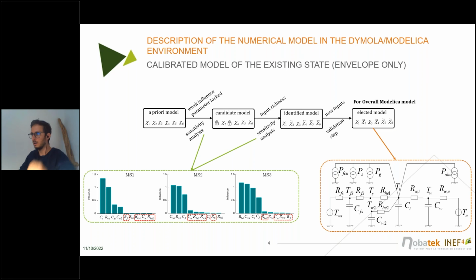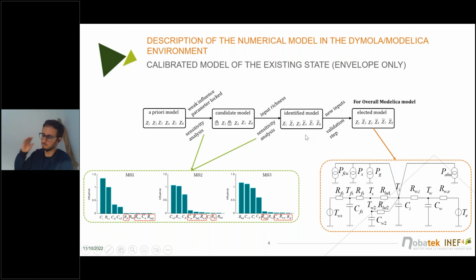Before doing the calibration steps, we first perform a sensitivity analysis to define which parameters of the model are important and which are not important. We can fix the values of the unimportant ones and only perform the calibration steps on the important parameters. So the second step here: some parameters are fixed and the others are identified.